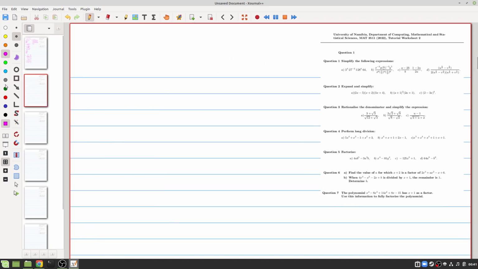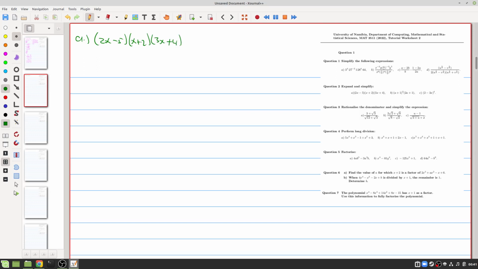Question 2a. Okay, expand and simplify. So this is similar to what we did in tutorial worksheet 1. This is just multiplying out brackets: 2x minus 5 times x plus 2 times 3x plus 4. Oops, 3x plus 4, got a plus.